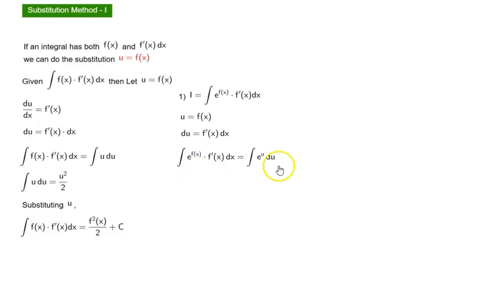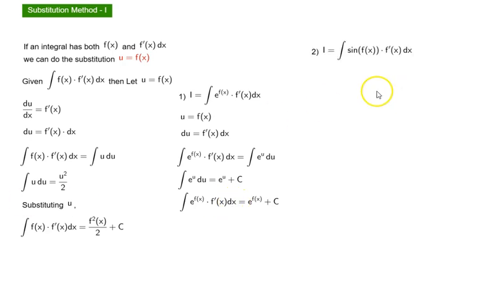So substitution, if we carry out, we get integral e to the power of u times du, and we know the integral of e to the power of u, which is e to the power of u plus c. And now we substitute u with the original assignment. So we get e to the power of f of x plus c as the integral of e to the power of f of x times f prime of x dx.